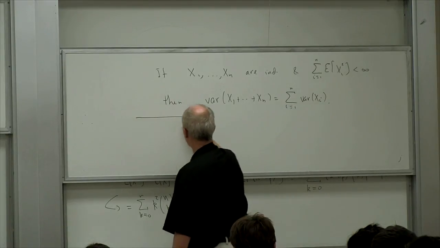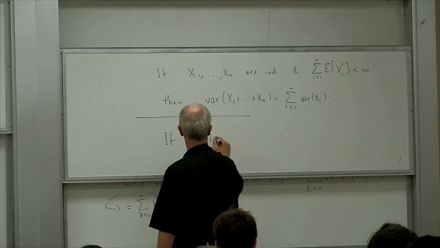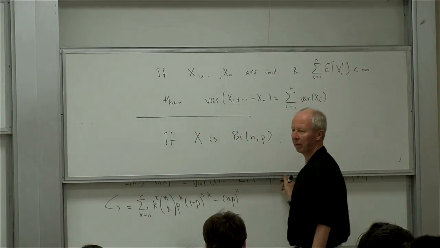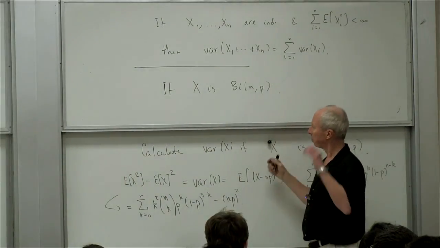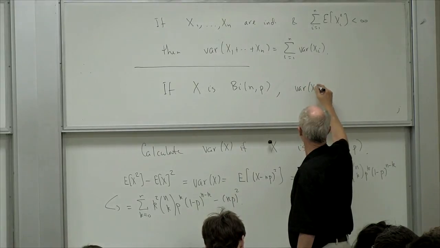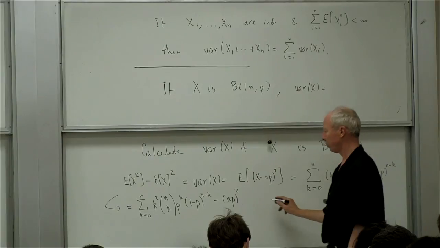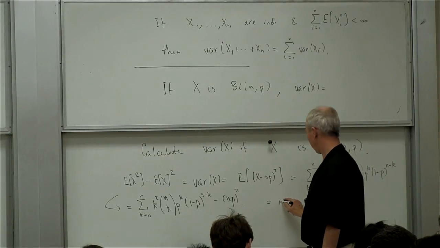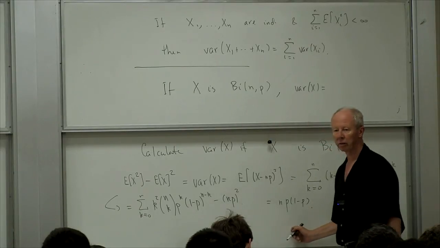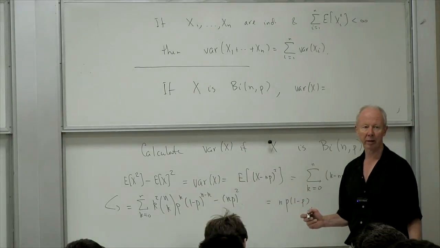Okay, so now, what's the variance of a binomial with parameters n and p? Well, we did compute it, and I erased it, but it's np times 1 minus p. We did that with the log of the moment generating function, differentiating twice, evaluating at 0.